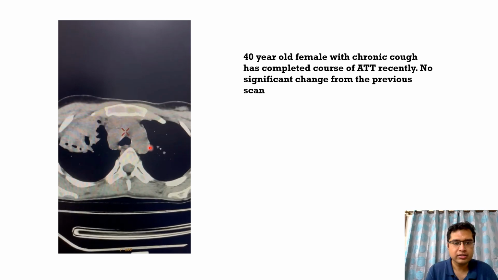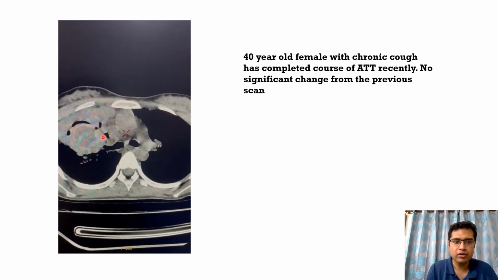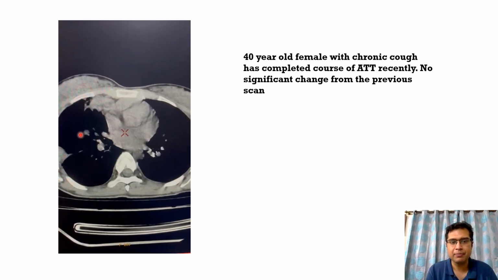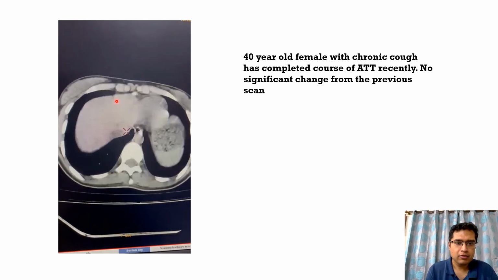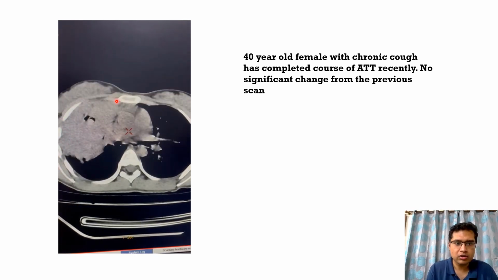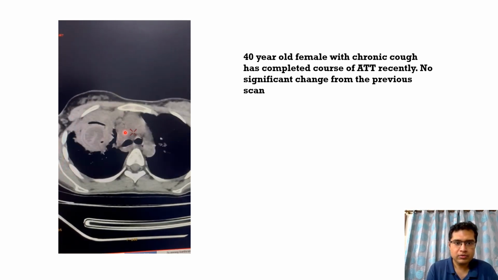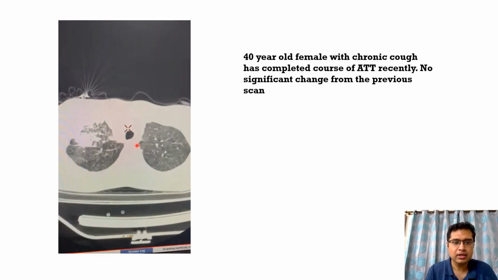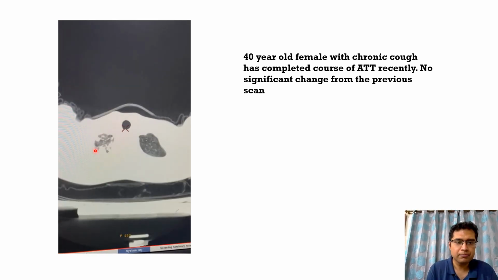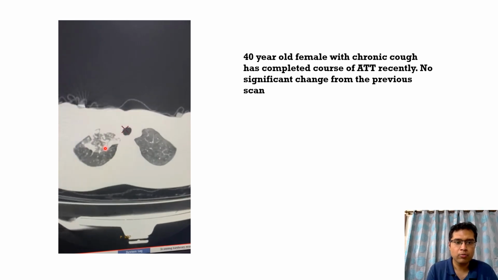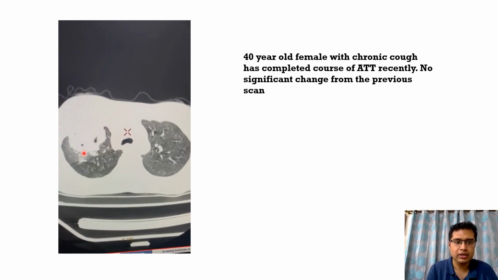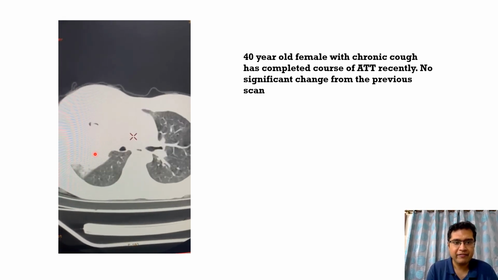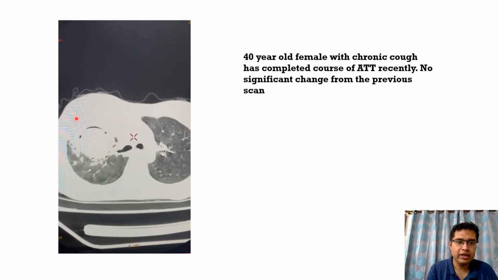This is the plain section, axial section, mediastinal window, where we can see a cavitating lesion in the right upper lobe of the lung. Few other cavities are also seen within this consolidation, along with some enlarged nodes in the mediastinum. Let's see the lung window. So here we can see multiple nodules in the right upper lobe, along with some ground glass opacities and interlobular septal thickening, and this large cavity in the right upper lobe with air fluid level.